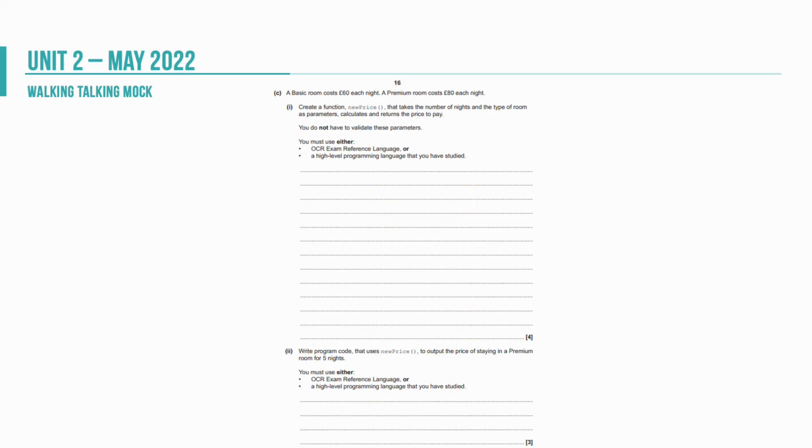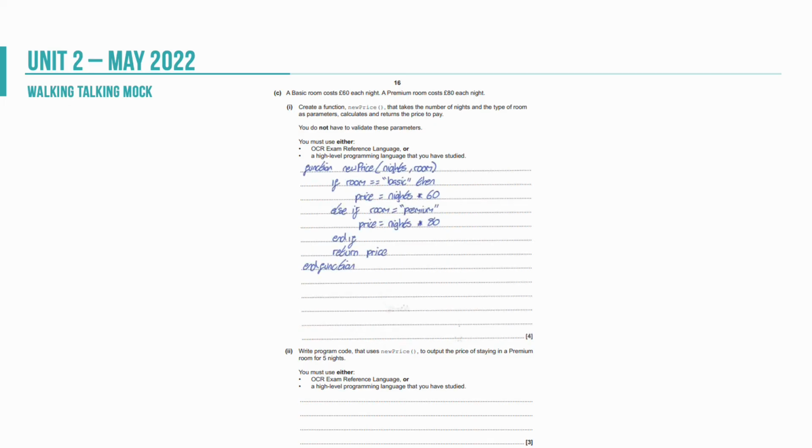Moving on and staying on this sort of theme around this hotel, it wants us to create a function called new price that takes in or has the parameters of the number of nights and the type of room. It should then calculate the price. So this is really around, can you remember how to create functions within your exam paper? Your function should look something like this. Function new price, and then in brackets, nights and room. Those are the 2 variables that we're going to take in. You could call them other things, but those are probably the sensible names. That first line gets you 1 of the 4 marks.